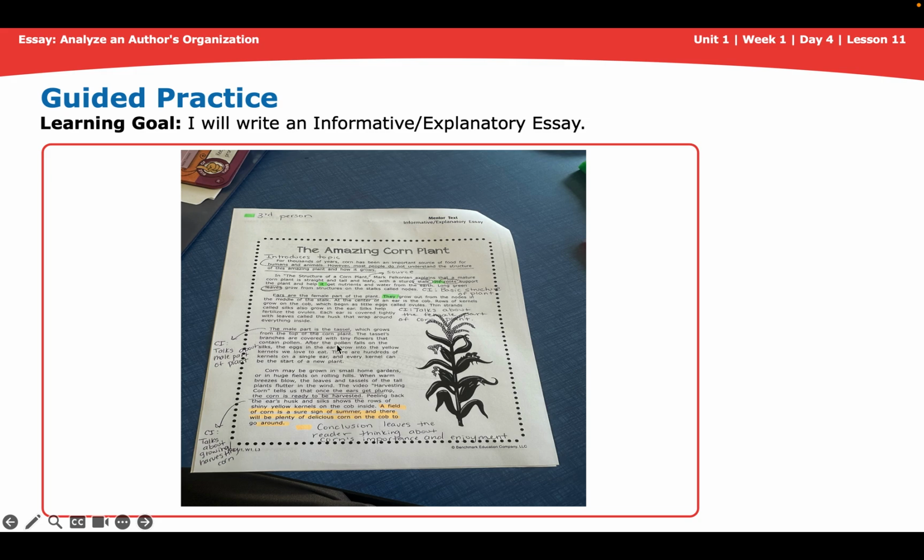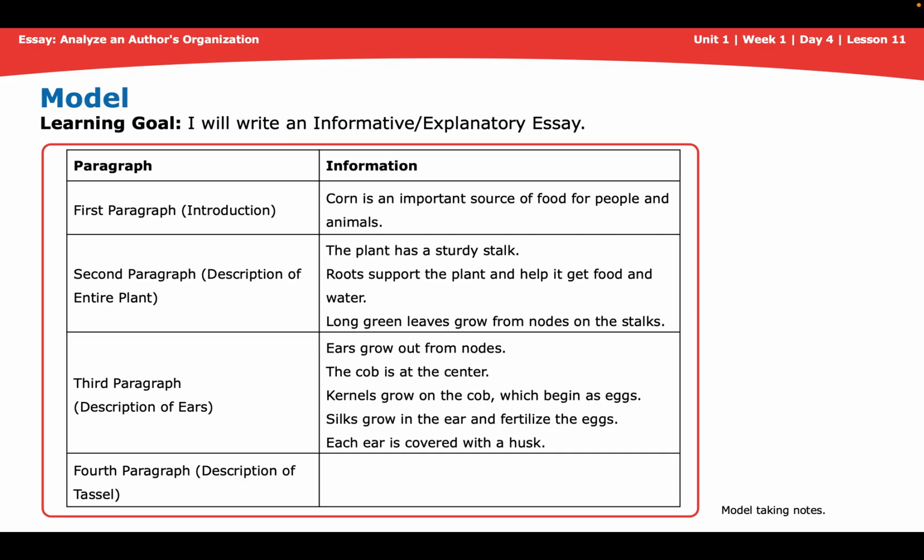I want you to pause the video real quick, and I want you to think about what is the main idea of this paragraph and what are the facts that support it. So you're just thinking of what's the main idea and what are the facts that support it. Pause the video and think. Okay, once you have your answer, let's go over it. So this would be what I had put right here.